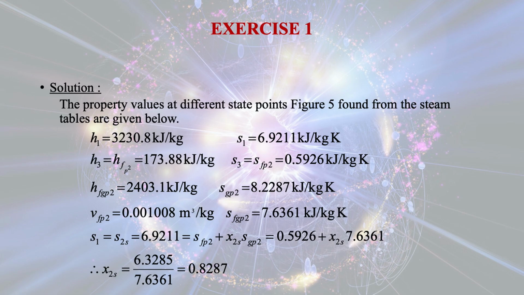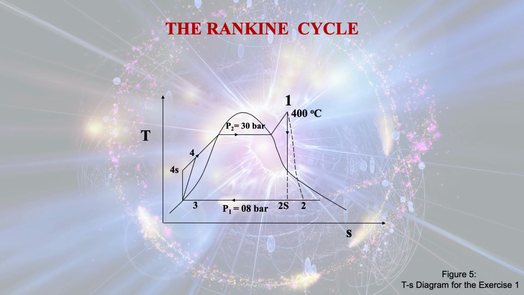Now we know very well that S1 is equal to S2S, so we can calculate the quality at the point 2S, that is X2S, which for this particular case is equal to 0.8287. Now this is the diagram for this particular problem.